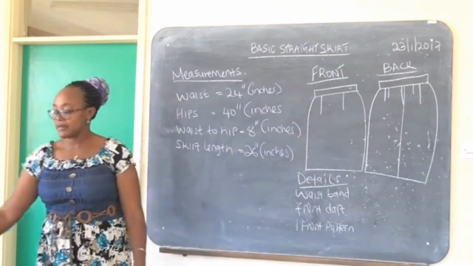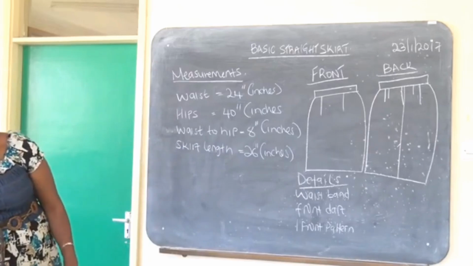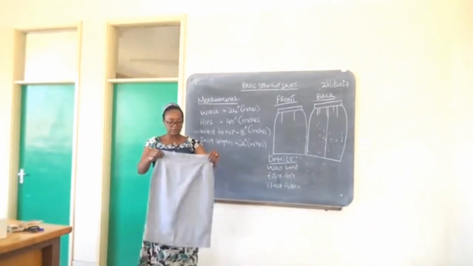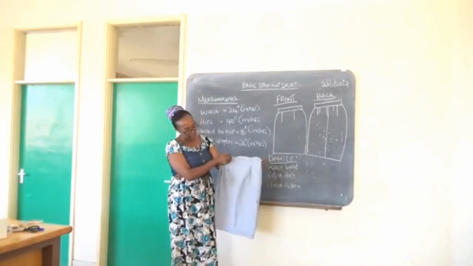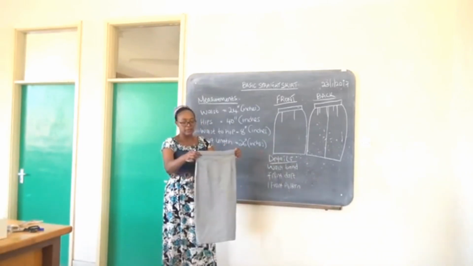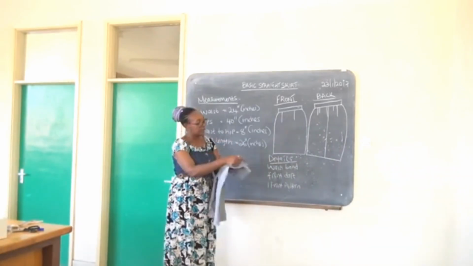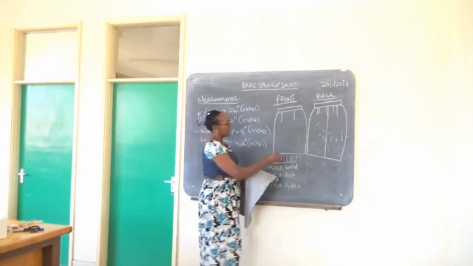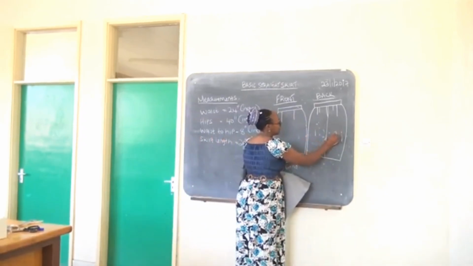Like in this skirt here, this is a real skirt. This is the kind of skirt we shall be making. It has only one dart at the front. And then we've got the back. At the back, we've got two parts. We've got one pattern piece and the other pattern piece.